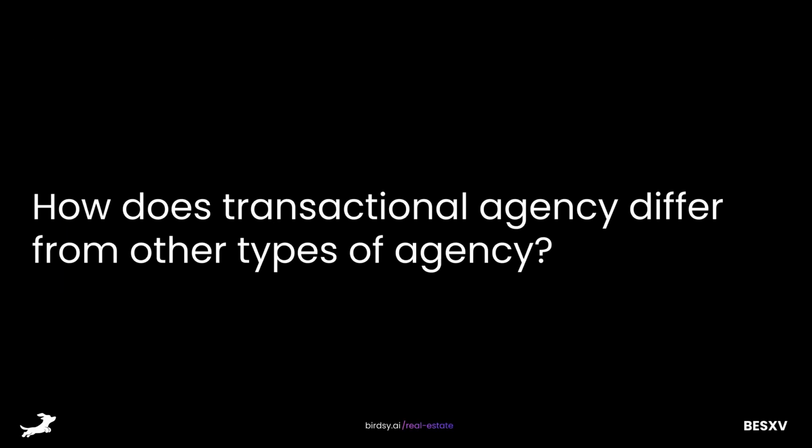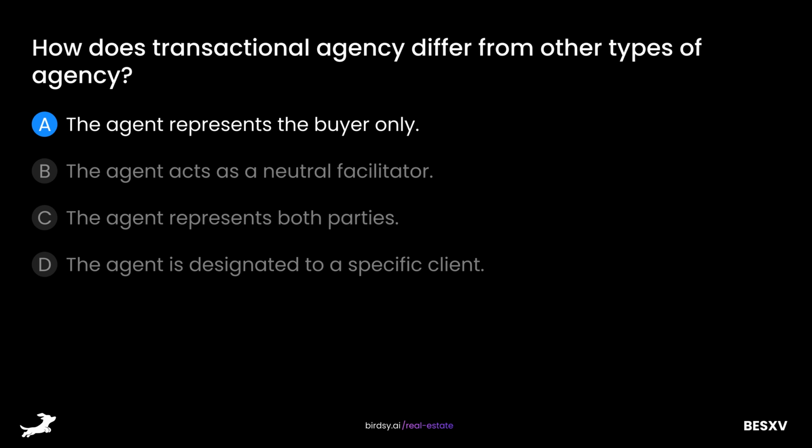How does transactional agency differ from other types of agency? Is it A, the agent represents the buyer only? B, the agent acts as a neutral facilitator? C, the agent represents both parties? Or D, the agent is designated to a specific client? The answer is B, the agent acts as a neutral facilitator.